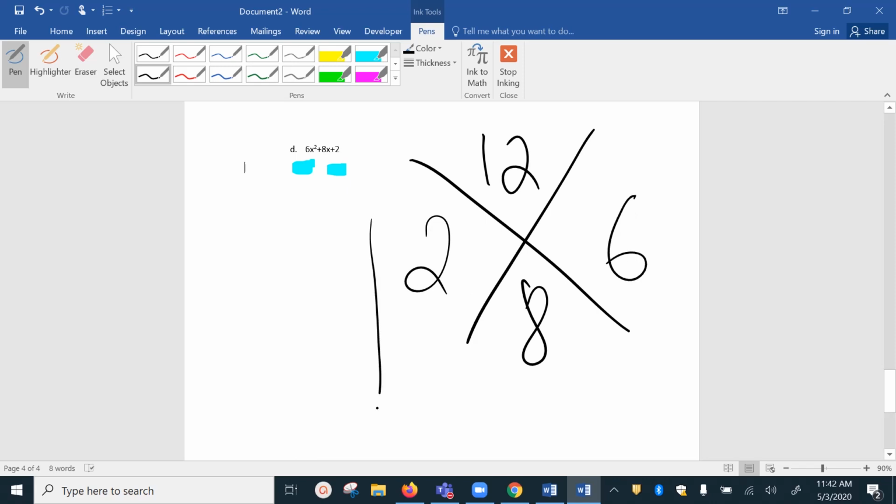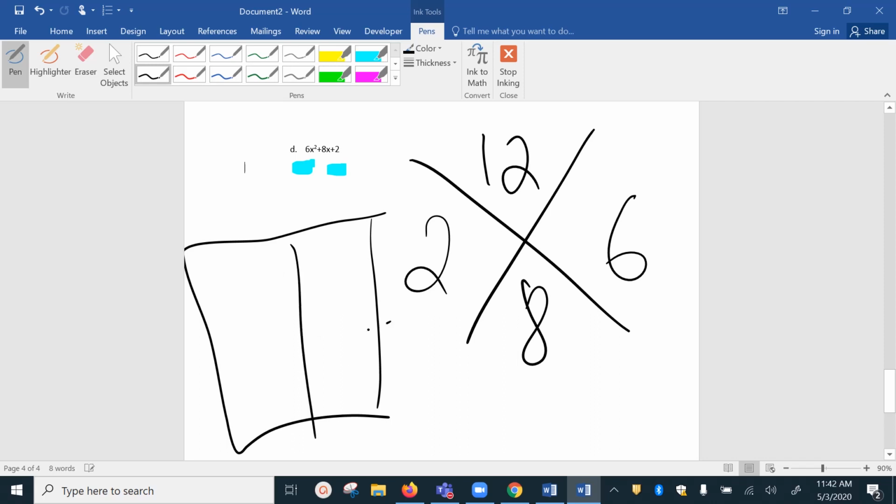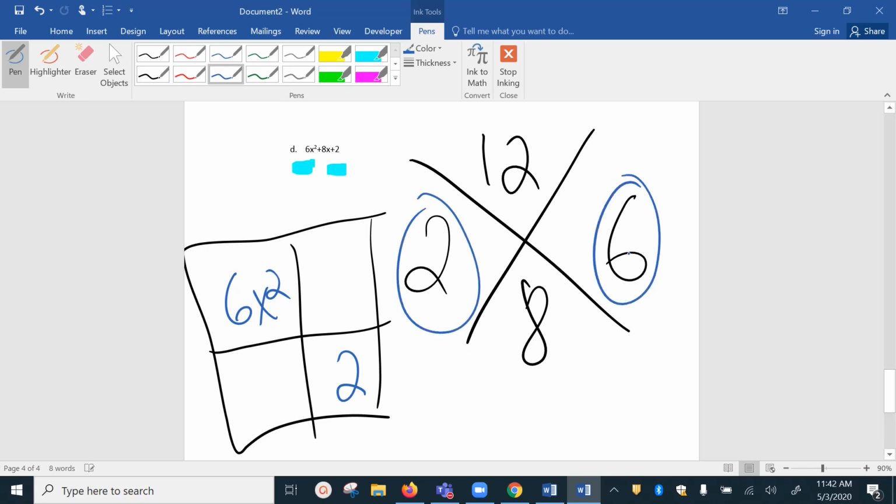Now what I'm going to do is make my box. Again, I get my 6x squared over here, and I get my 2 over here. Look, 6x squared, I can either write 1 and 6, but I'm going to do 2 and 3. Why? Because 2 and 3 can go into 6. So I'm going to put my 2x here and my 6x here. I'm going to make sure that you see that I did it in red, that way we remember where, and again, it doesn't matter where we put it.